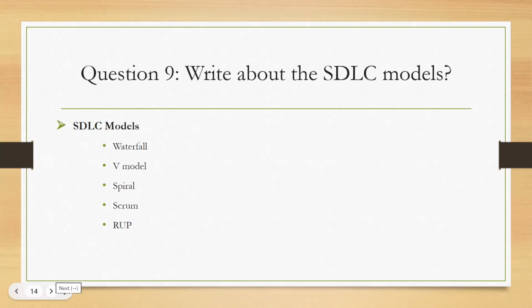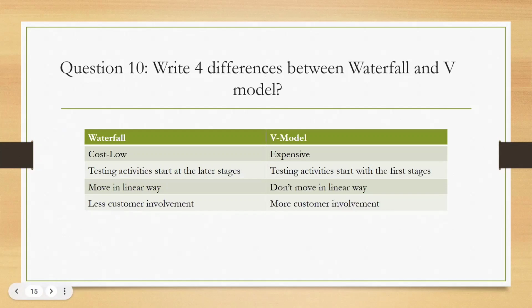Okay. And the next thing is the difference between the waterfall model and the V model. So they will be asking about these two. So the waterfall model is low cost, and the V model is expensive. In waterfall, the testing activities are done at the last stages, and in the V model, these testing activities are done from the first stages only. Parallelly, we will do the testing phases. Waterfall moves in a linear way, and the V model does not move in a linear way. Waterfall has less customer involvement, and coming to the V model, there is more customer involvement.